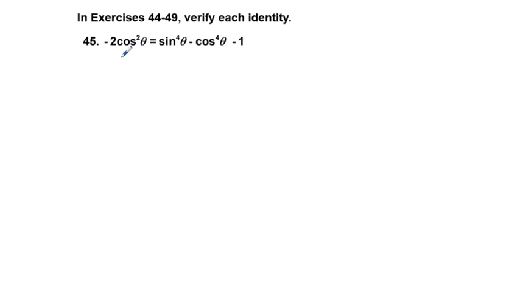And in problem 45, we have negative 2 cosine squared theta equals sine to the fourth theta minus cosine to the fourth theta minus 1. Well, for this one here, what we're going to do is take this right side and have it, we hope, equal the left side. So working on this right side, we're going to rewrite this sine fourth theta minus cosine fourth theta as a difference of squares.